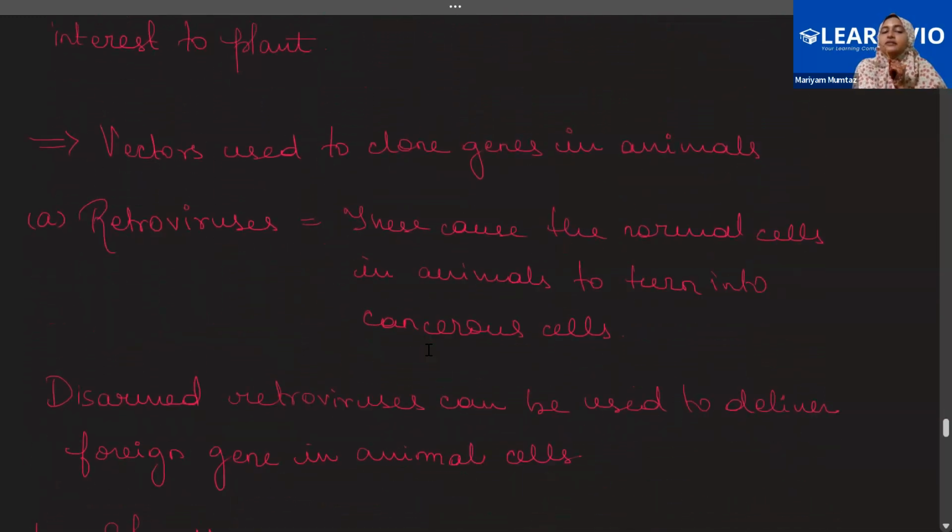Now talking about the vectors that are used to transfer the gene, or the vectors in the case of animals. The first is retrovirus. Where else have you heard this? Retrovirus.